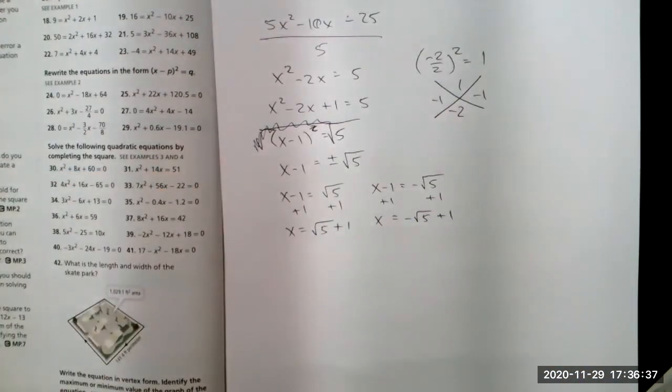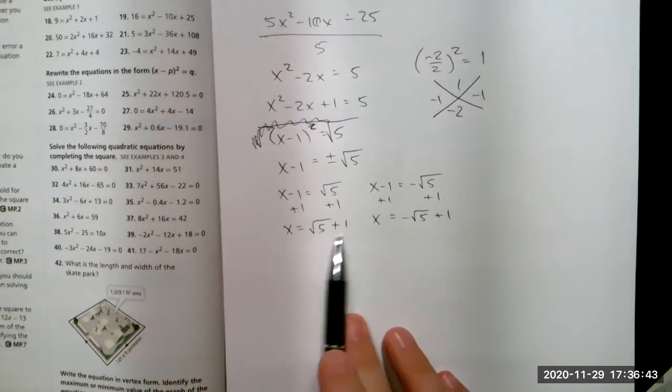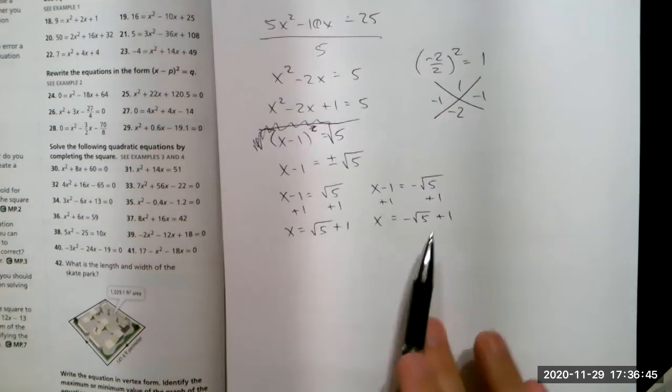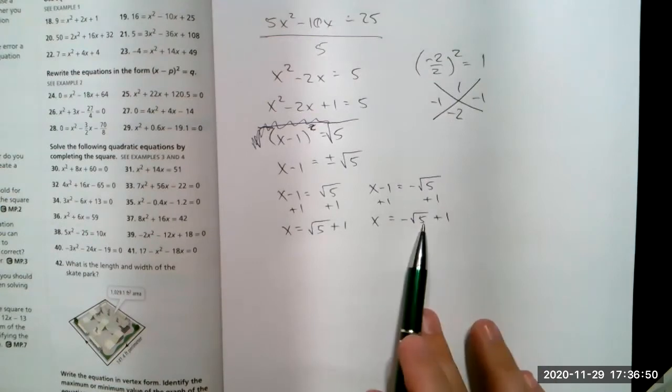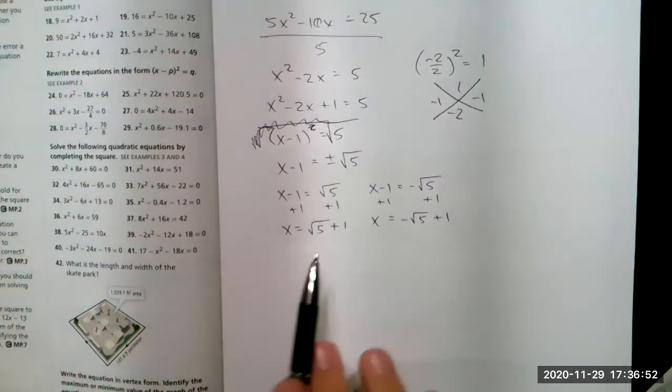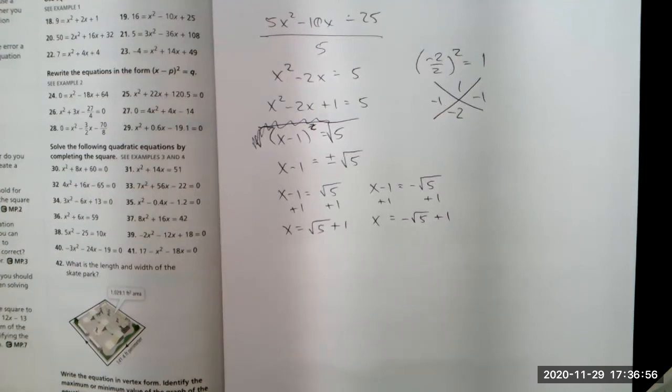If you want to type that in a calculator, you can. Root 5 plus 1, I don't know, what is that going to be? 2 point something plus 1, so 3 point something, I'm guessing. And then this is going to be negative 2 point something plus 1, so negative 1 point something. Keeping it like this is totally fine. Being able to convert it and type that into a calculator, that's acceptable as well. It's totally up to you.